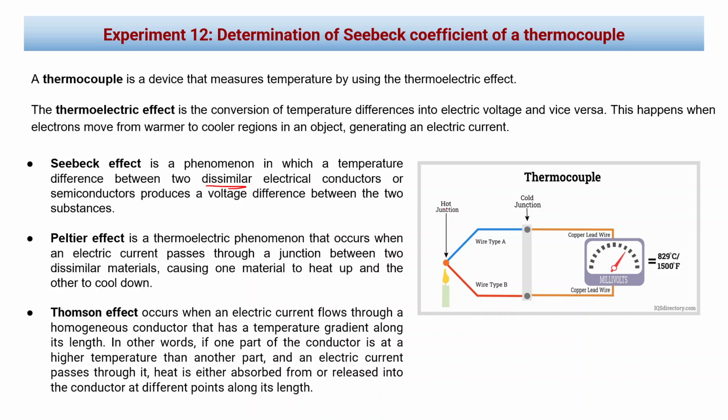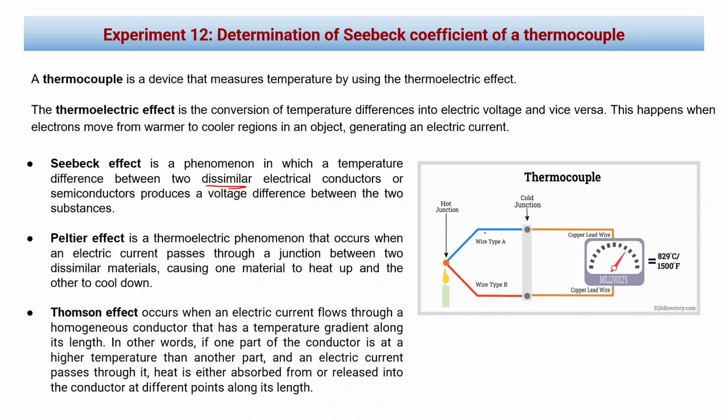For time being, we are naming it as hot junction, and there is a voltmeter attached on another side, and here again they have a common junction which we are calling cold junction. So what Seebeck effect is, is that when a temperature difference happens between two different electrical conductors or semiconductors, there is a voltage difference between these two substances.